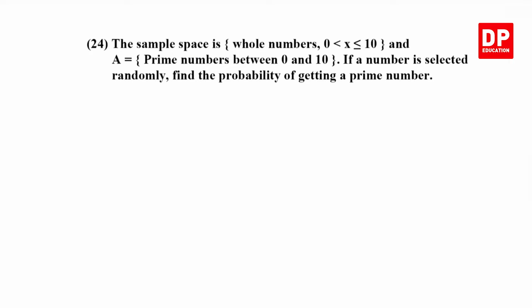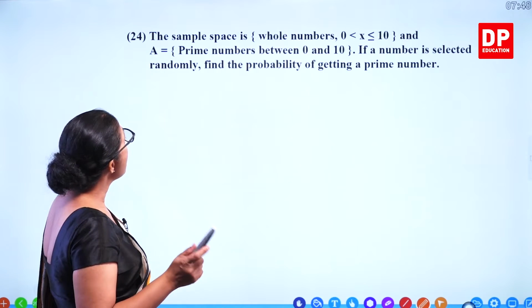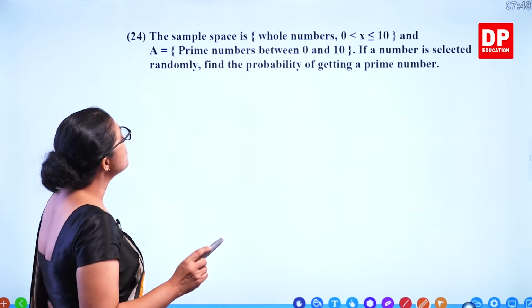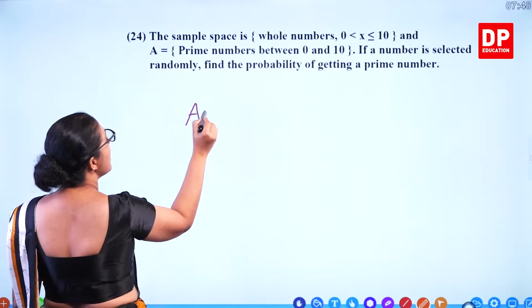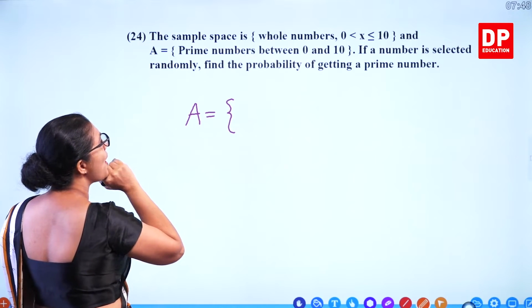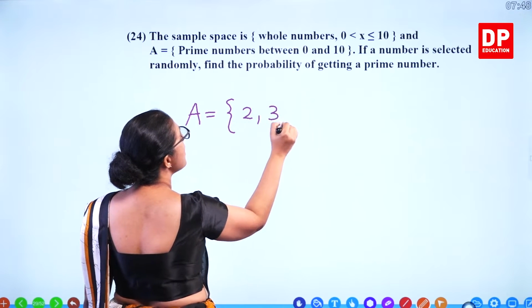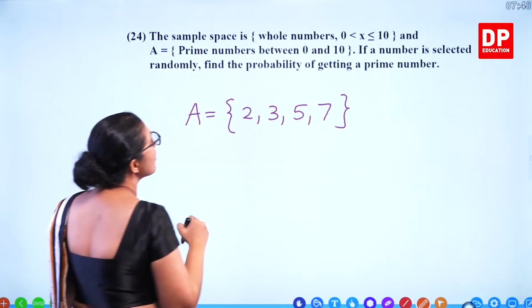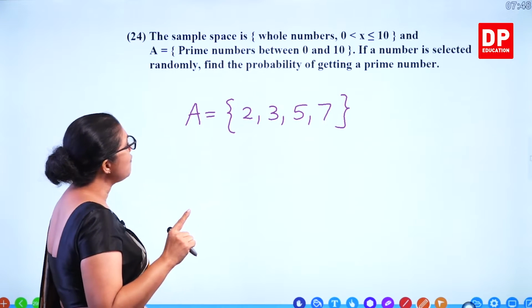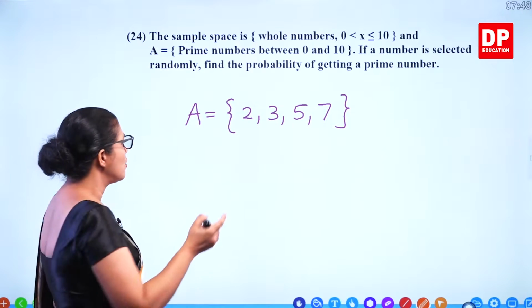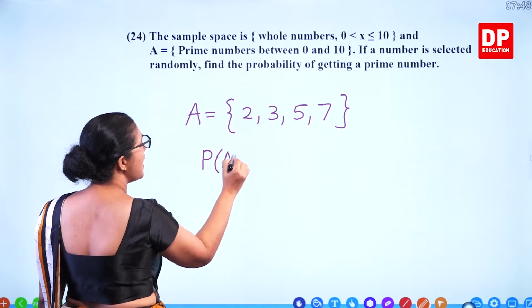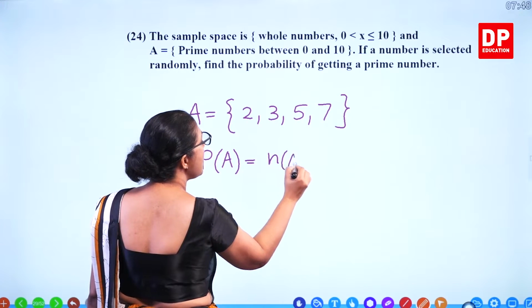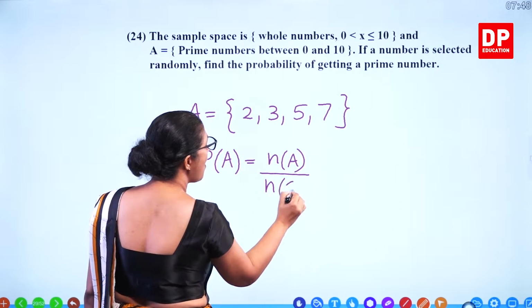Question number 24. The sample space is whole numbers in between 0 and 10. So A is the prime numbers between 0 and 10. What are the elements, prime numbers? 2, 3, 5, 7. If a number is selected randomly, find the probability of getting a prime number. So they are asking what's the probability of getting A.